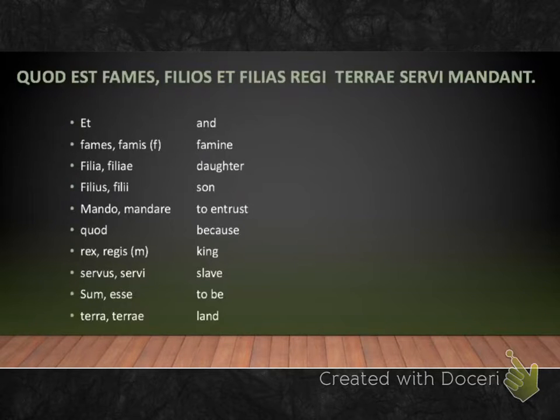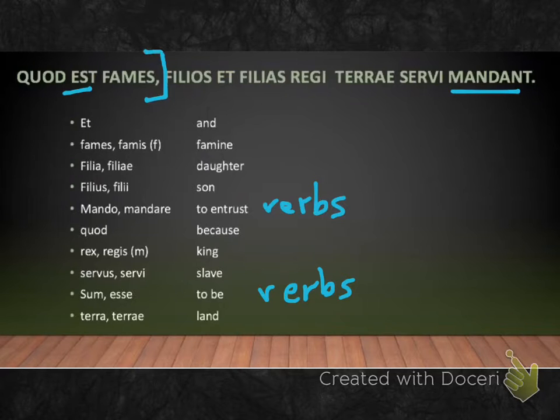Now I'm going to look at the vocabulary list. As I quickly scan the vocabulary list, I notice that there are 2 verbs, mandare and the verb to be. 2 verbs means that I must have 2 parts to the sentence. Here is the verb mandare and here is the verb to be. The comma that comes after fames is a good place to make the division of this sentence into 2 pieces.